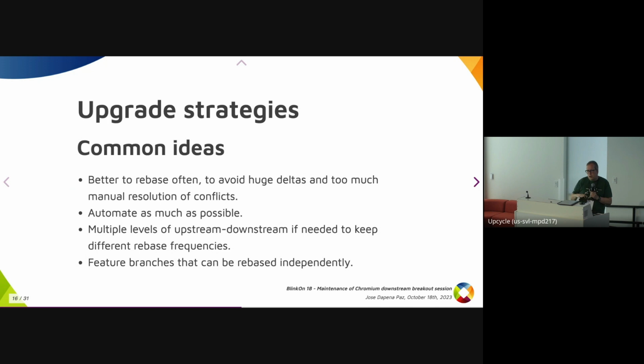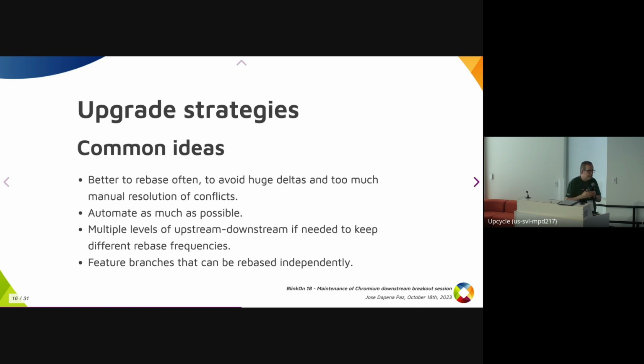Another strategy is using multiple levels of upstream and downstreams. You could have one layer that is very close to upstream but doesn't have all the functionality, and then you delay things that are more complex and more downstream-specific to deal with them in a downstream of that downstream, so you don't have the effort of upgrading so much in the parts that do not have so many conflict problems with upstream.